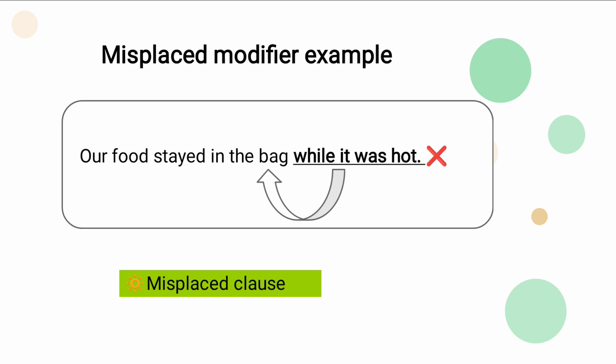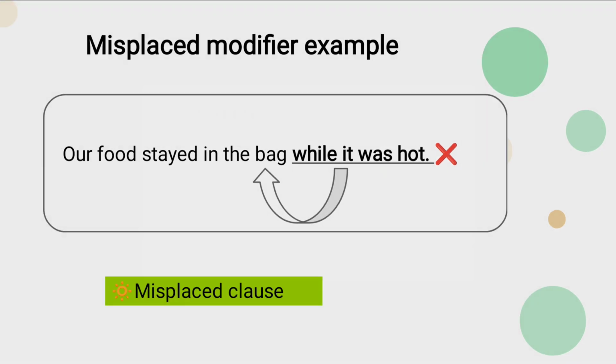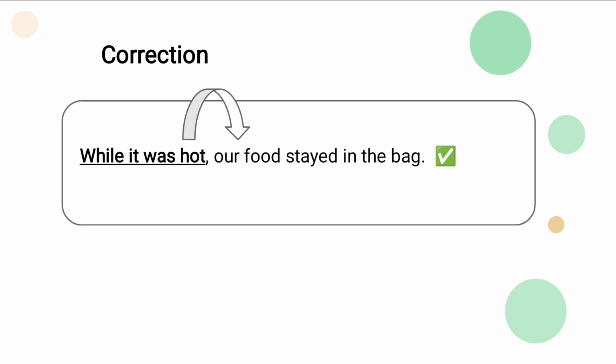It was hot. Here, while it was hot is for our food. So it should be near to the words our food. That's why while it was hot, that modifier is far from the words it wants to modify, our food. So you have to move it right next to that, our food. Like this: while it was hot, our food stayed in the bag. Now we understand that while the food was hot, it stayed in the bag.